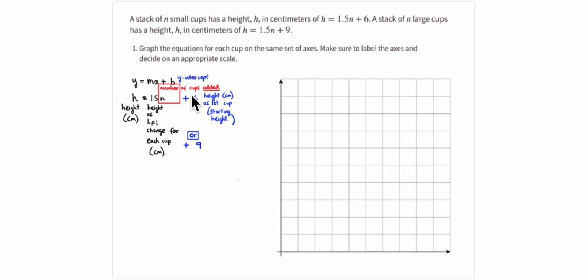And it's 6 for the small cup, or it's 9 centimeters of starting height for the large cup. So we're going to go up to this y-axis, and for the smaller cup, we're going to start at 6 centimeters, and for the larger cup, we're going to start at 9 centimeters. So here are those two equations once again, and I'm going to label this equation number 1 for the small size cups, and number 2 for the larger size cup.